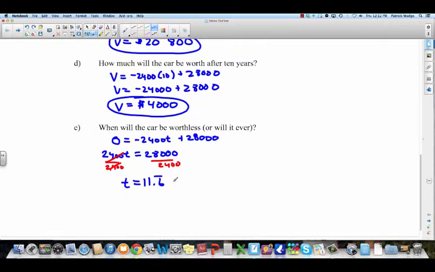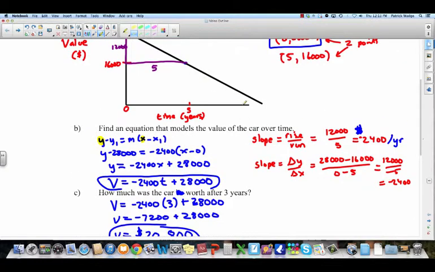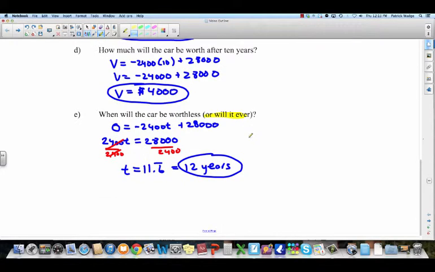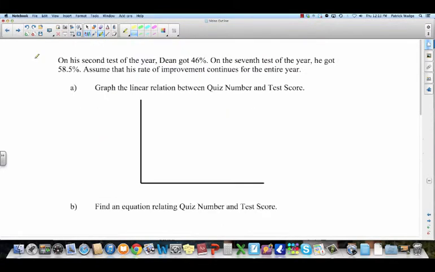But why don't we round that? It can be completely worthless after 12 years. Okay, and then we could probably get into some kind of discussion about will it ever be worthless? Probably not. No matter how old the car is, there's probably some parts you can sell, or someone who wants to buy it for a couple $100. Probably some high school student who's never owned a car before will be willing to buy it. So it's probably never going to be worthless. But if we use the graph here and assume that it's just going to continue depreciating, it would be worthless after 12 years. Okay, next one's very similar.